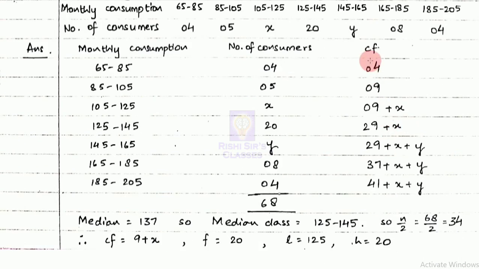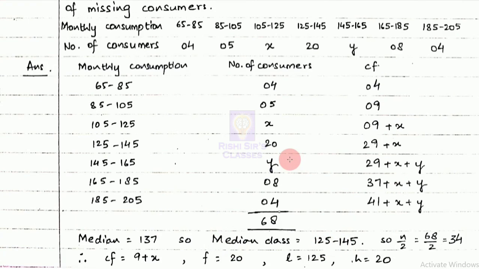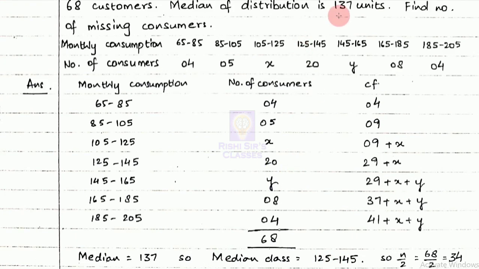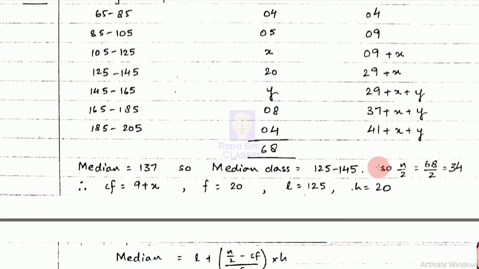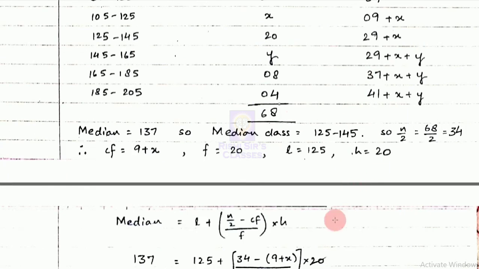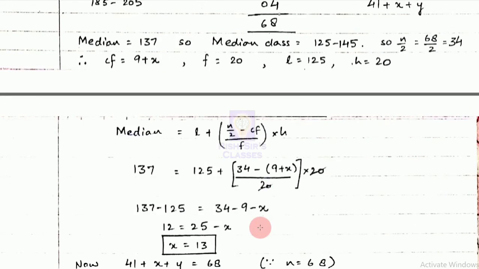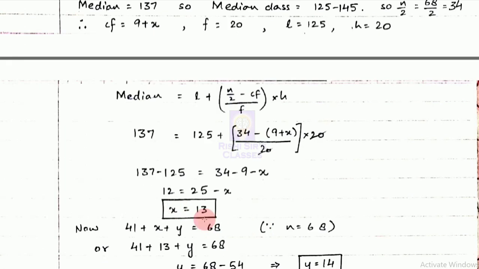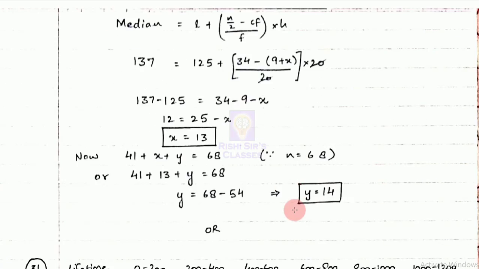So we can form the table in this manner, and we can find that the median class is 125 to 145. Why? Because we have been given that the median is 137, which lies between 125 to 145. So that is our median class. From that, we can put all these values in the formula of median and we can find out the values of x and y. Okay.